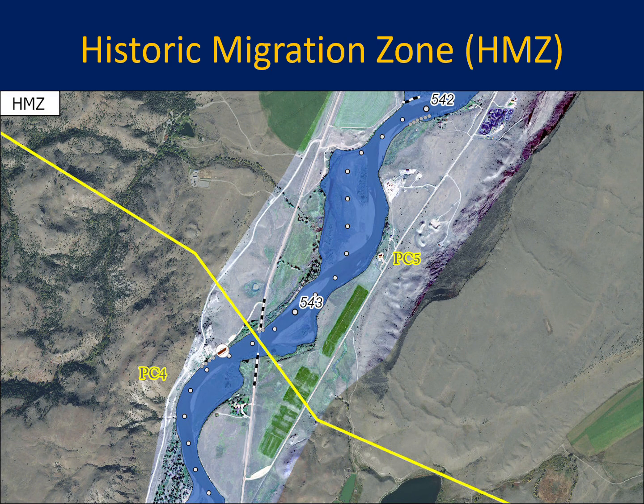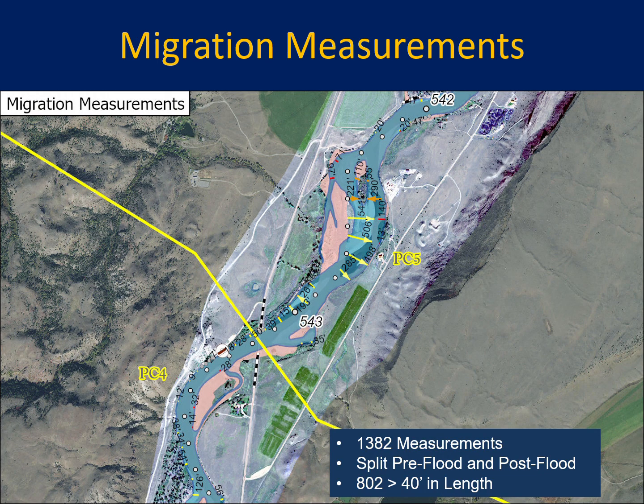Then through the magic of GIS, we combine all of those channel alignments that were mapped since the 1940s and merge them together to create the historic channel migration zone. With nearly 80 years of historic channel alignments mapped, we were able to measure how many feet the river has migrated since the 40s and in which direction it moved.